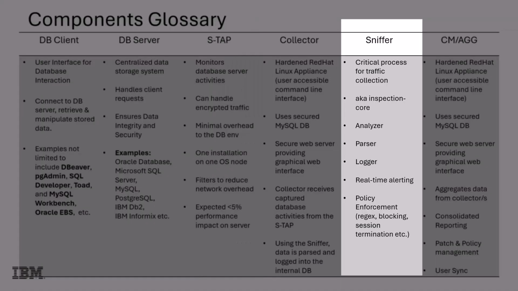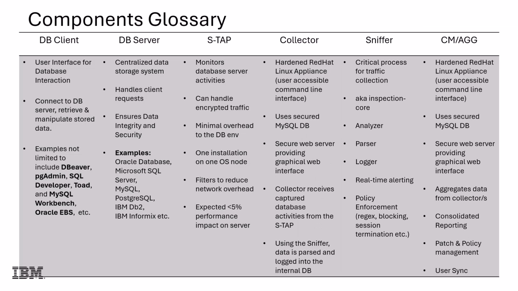Sniffer. The inspection core, often referred to as sniffer, is a critical process of the Guardium collector responsible for real-time network traffic capture and analysis. It inspects database traffic to detect and log SQL activity for security and compliance monitoring. Analyzing the incoming traffic, parsing it and logging the traffic into the collector's internal MySQL DB for reporting is the primary job of the sniffer. Based on policy rules, it does the real-time alerting too. Basically, the policy enforcement task is carried out by the sniffer.